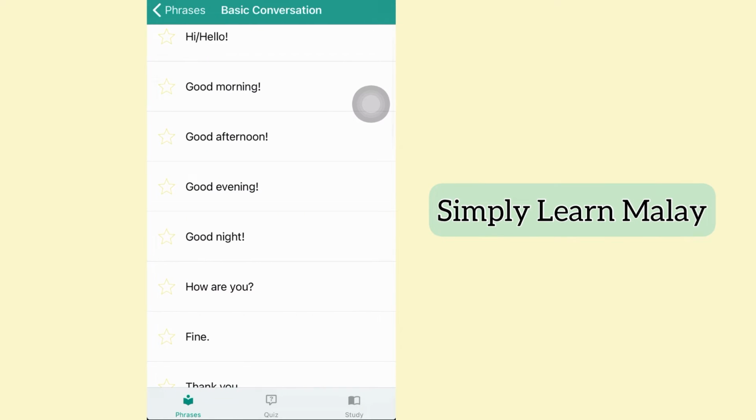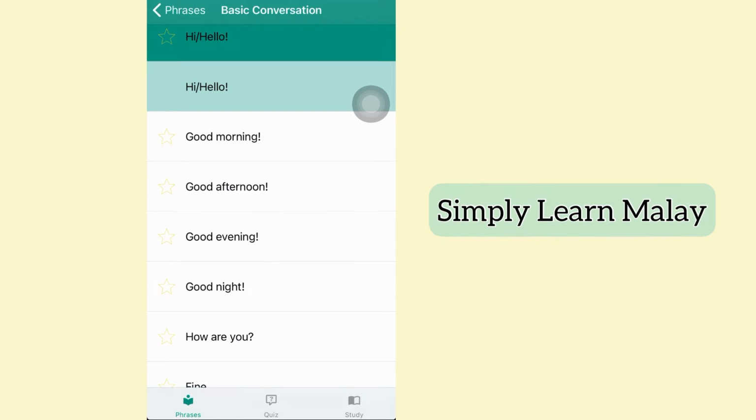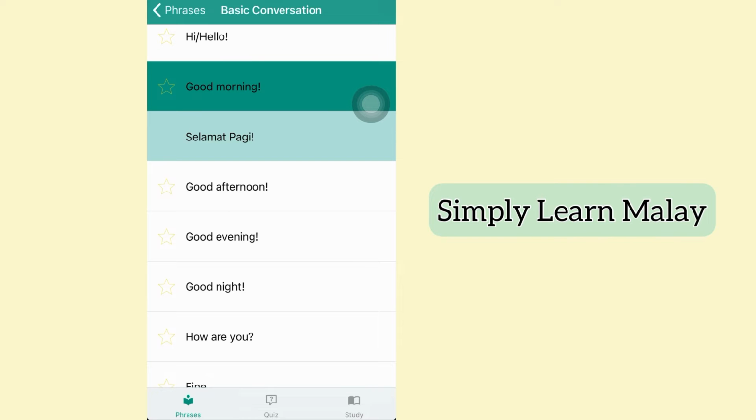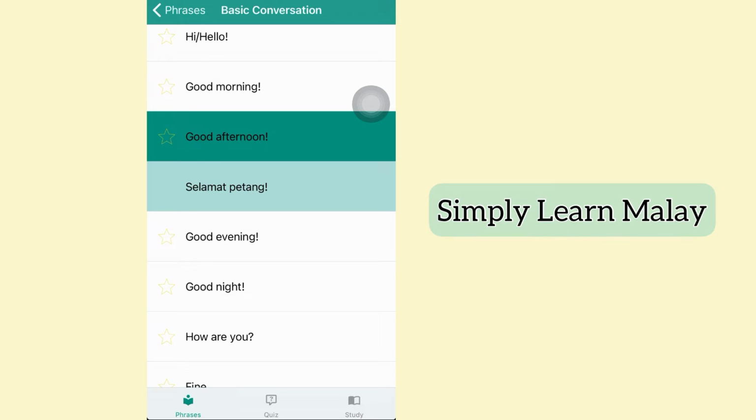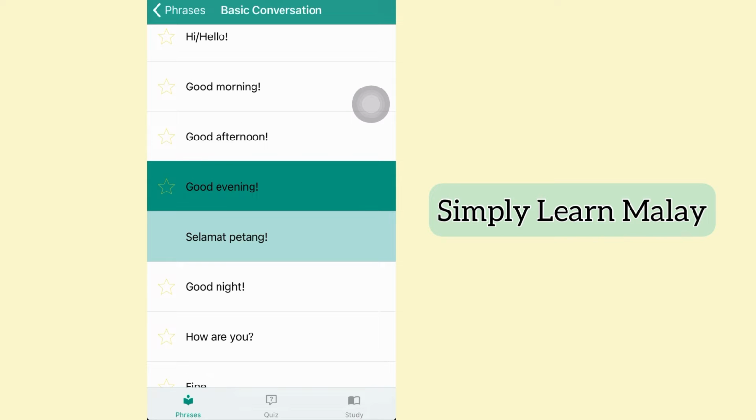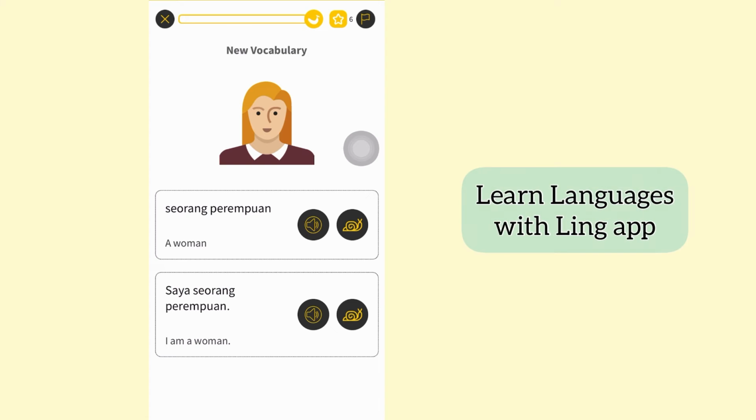Next, applications like Link App, Vocally, and Simply Learn Malay are some of the ways for students to do revisions. These applications also help students to study more effectively and efficiently.